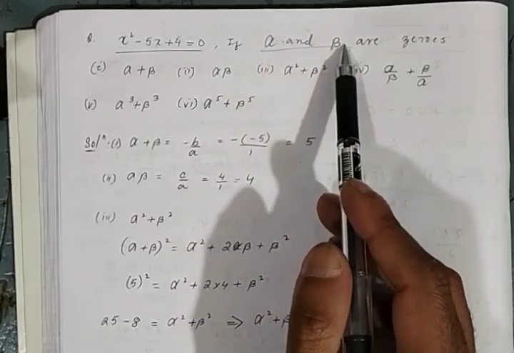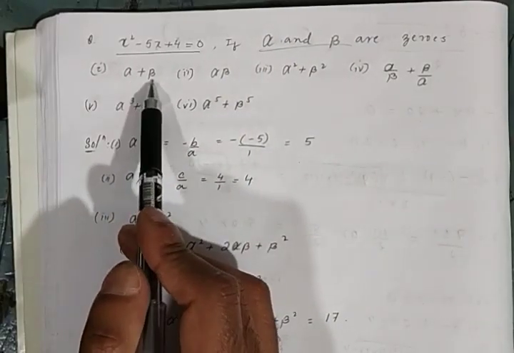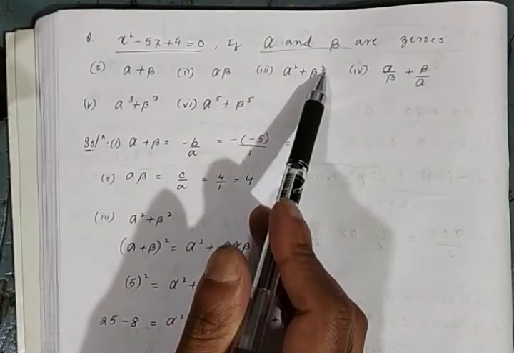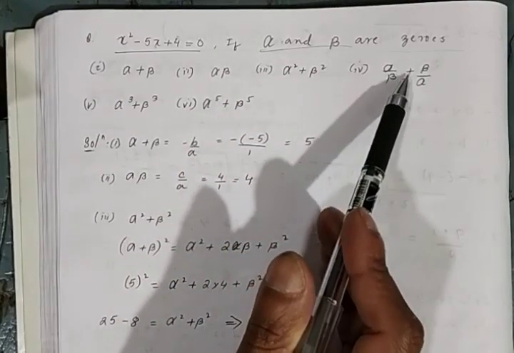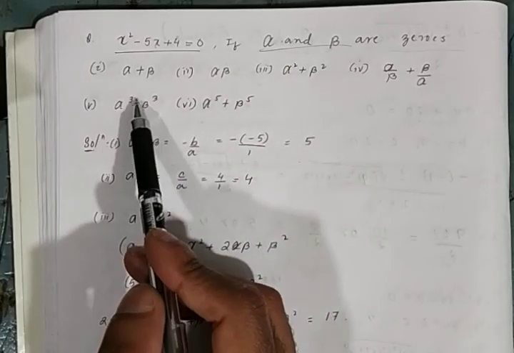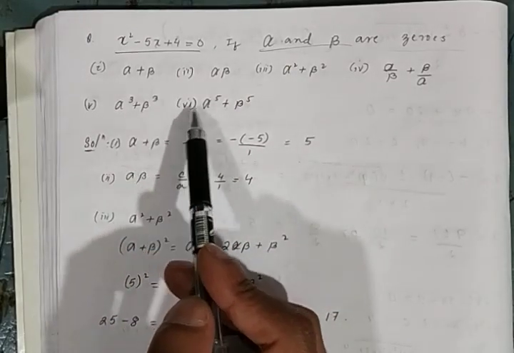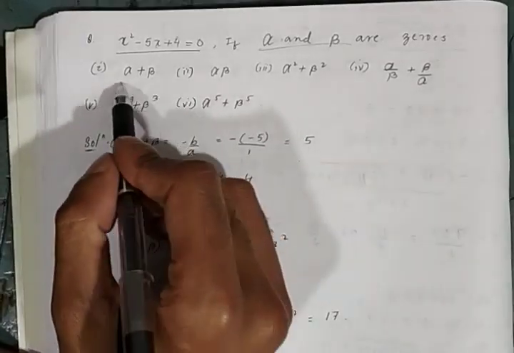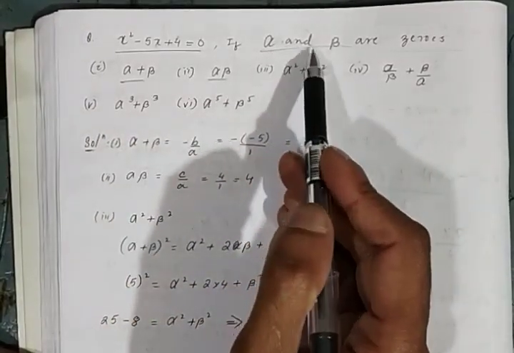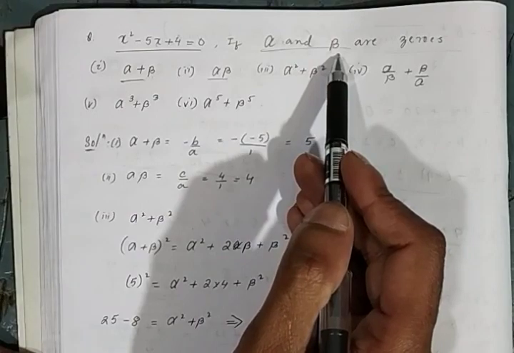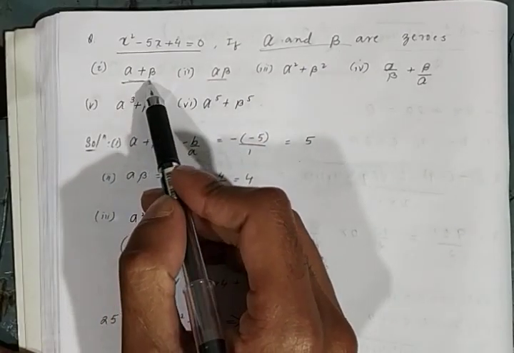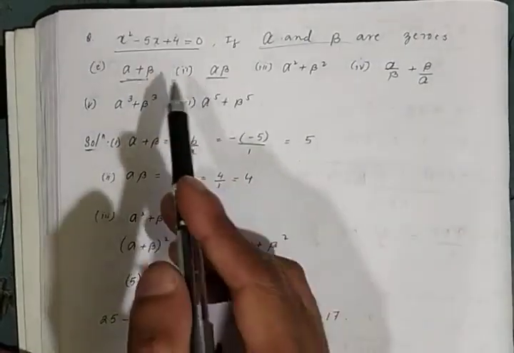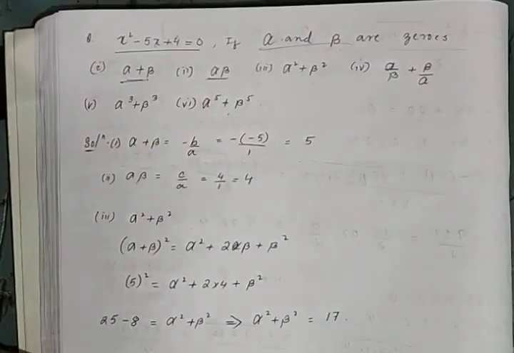Here alpha and beta are the zeros, the question is find alpha plus beta. Find alpha beta. Find alpha square plus beta square. Find alpha by beta plus beta by alpha. Find alpha cube plus beta cube. And find alpha to the power 5 plus beta to the power 5. Now these two are very much familiar. If alpha and beta are the two zeros, that means what? Alpha plus beta is sum of the zeros and alpha beta is product of the zeros. So based on these two only, all this we can answer.